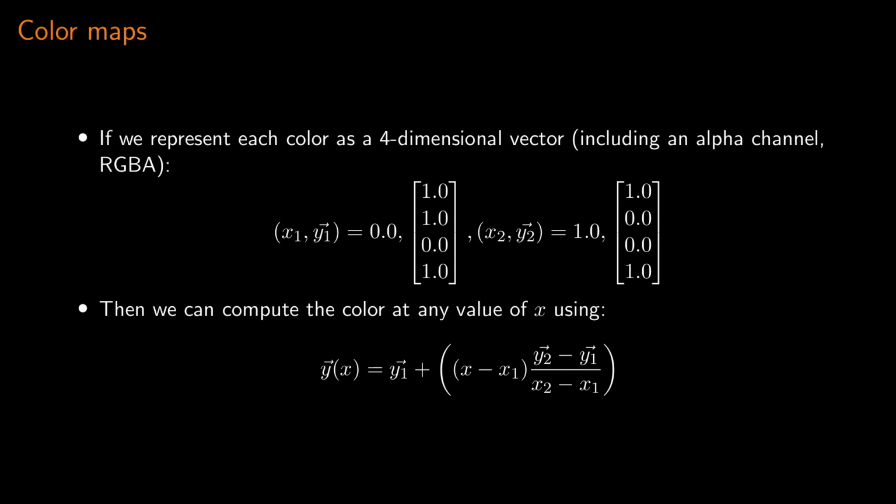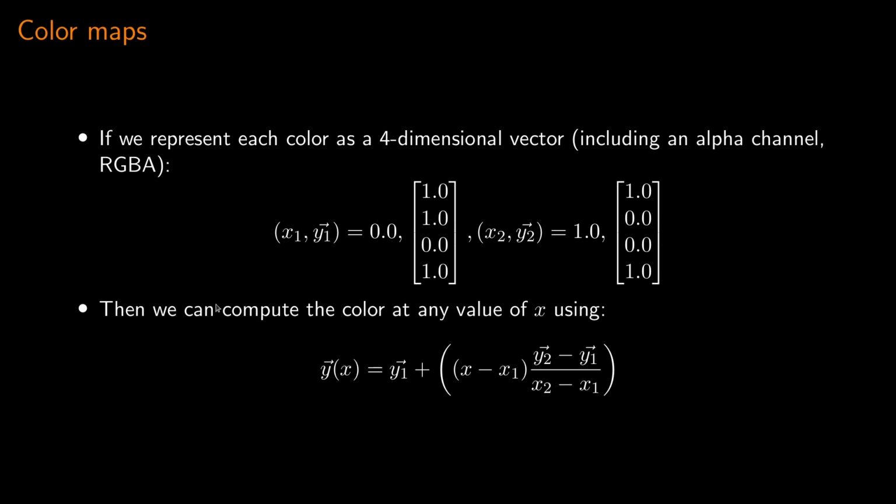If we represent each color as a four-dimensional vector, because we're including an alpha channel, so it's RGBA, red, green, blue, alpha, then we have something like this. So the first stop is given by x1, which is the value, and then the vector y1. So we have a value of 0, this is for the gradient that we just saw, so at the value of 0 we have y1, which represents our color as 1, 1, 0, 1, so that's 1 for red, 1 for green, 0 for blue and 1 for alpha, which is of course yellow. And for our second stop we have x2 and vector y2, so x2 is 1, and our vector y2 is then 1, 0, 0, 1, which is 1 for red, 0 for green, 0 for blue and 1 for alpha.